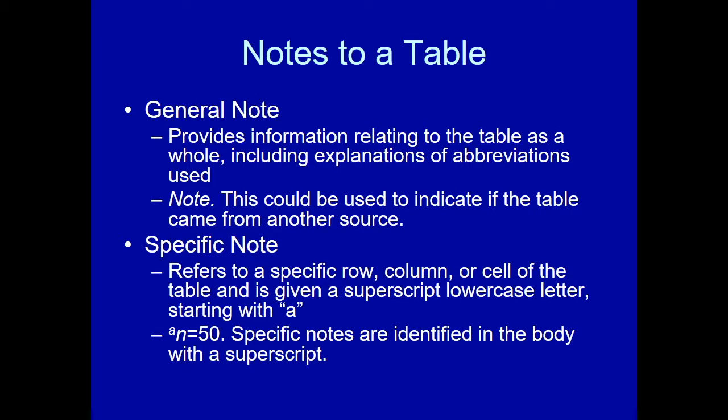A specific note refers to one specific row, column, or cell of the table and is given a superscript lowercase letter starting with the letter A. So as an example, you could have the superscript lowercase a, then N, which both of those would be italicized in this case, and then that would be equal to 50. So that's saying that that cell has a sample size of 50, or that row has a sample size of 50. And they're identified in the body of your information with that superscript letter. And then again, you refer to that letter in the specific note underneath your table.